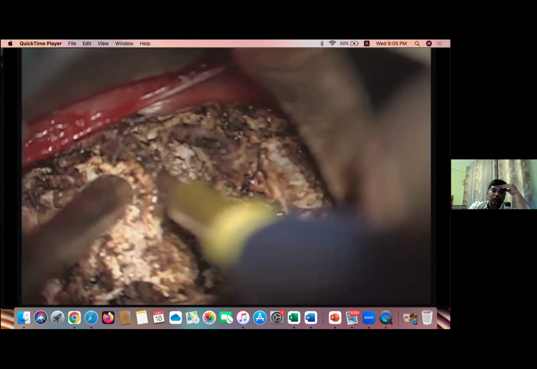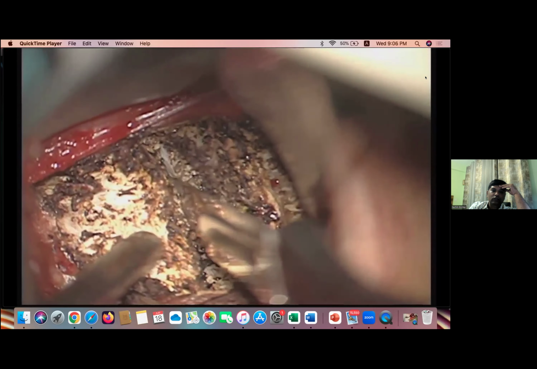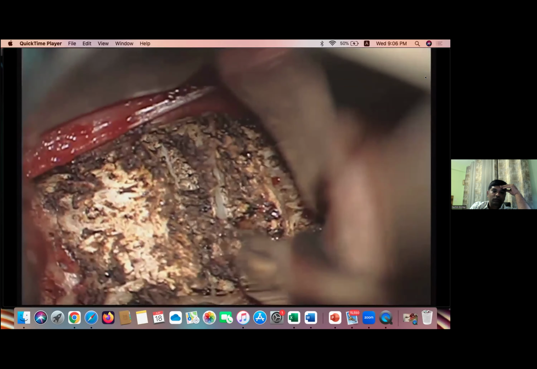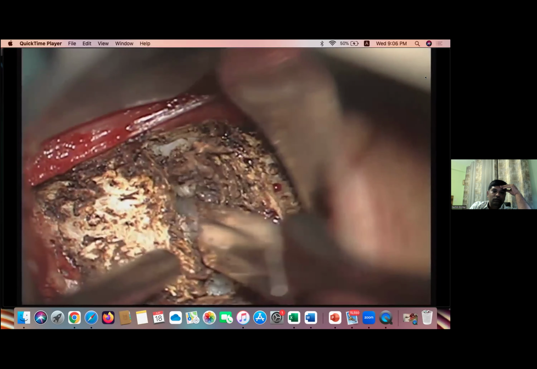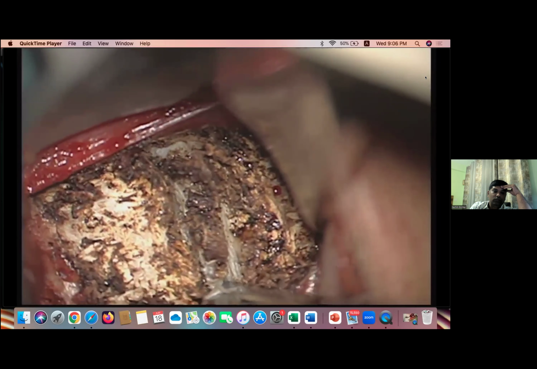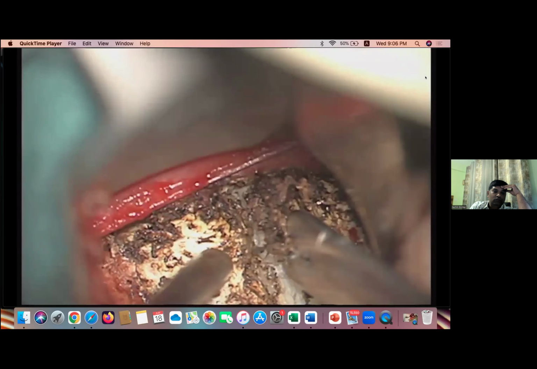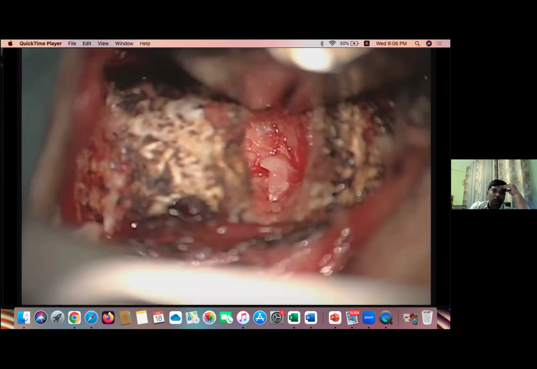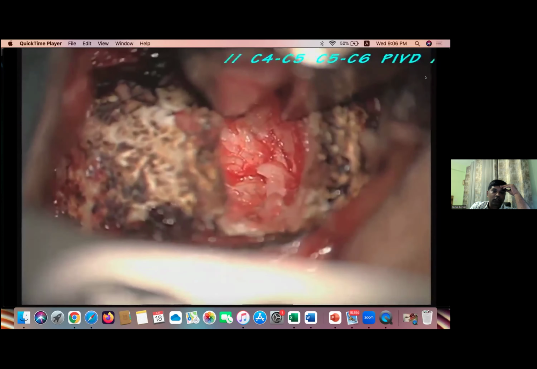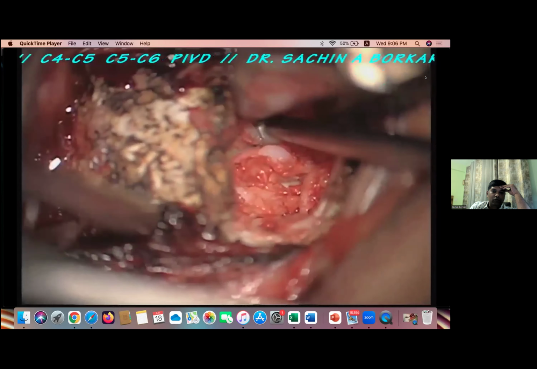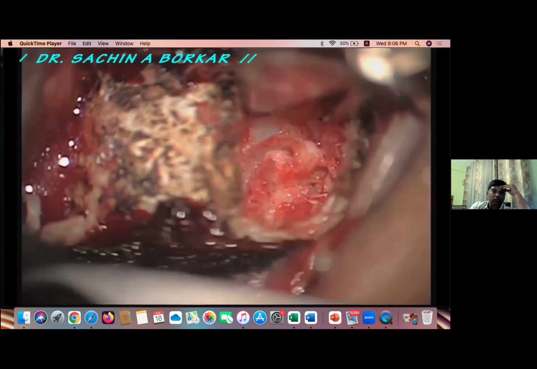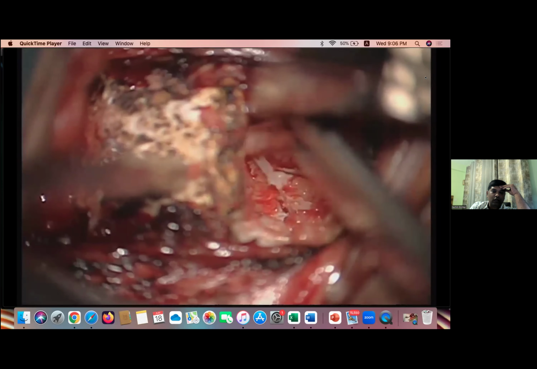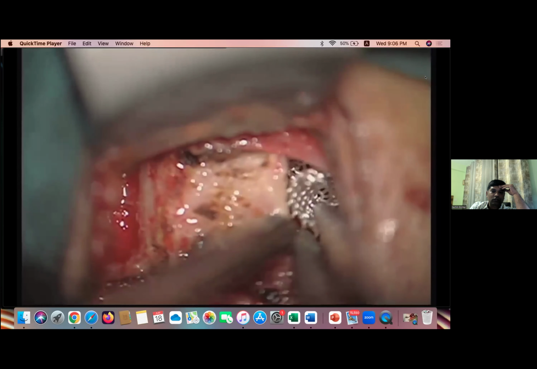Again, this is the other level, the lower level. Initial part with the disc knife. The exposure is from the uncinate process to the uncinate process. Again, using the curette. Then using this vertebral body distractor to open the disc space and remove the posterior part of the disc as well as the PLL. At times, you may need to drill the osteophyte as well if they are causing compression.